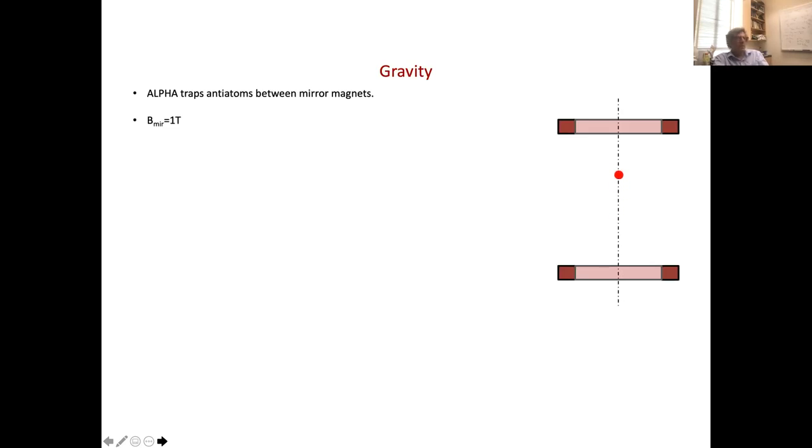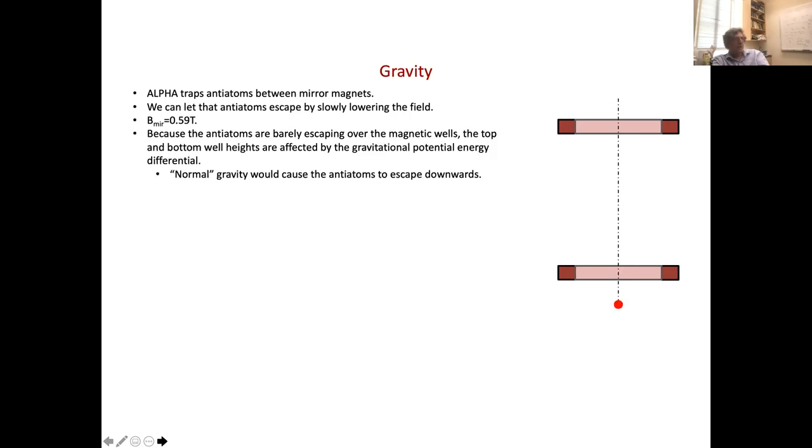So here's the experiment we're going to do. We have that vertical trap. It's maybe 3 meters high, although we're probably going to have more like 1 meter between these mirrors for starting. So here's an antiatom. It's sitting there bouncing back and forth, confined by the magnetic field generated by the two coils here. You can slowly lower the field. And if gravity is the same for hydrogen and antihydrogen, if you set these magnets to be exactly the same thing, you would expect that because gravity pulls this particle bouncing back and forth to the Earth, that as you lower the magnetic field, you're lowering both of them at the same time, your particle will tend to come out eventually at the bottom.